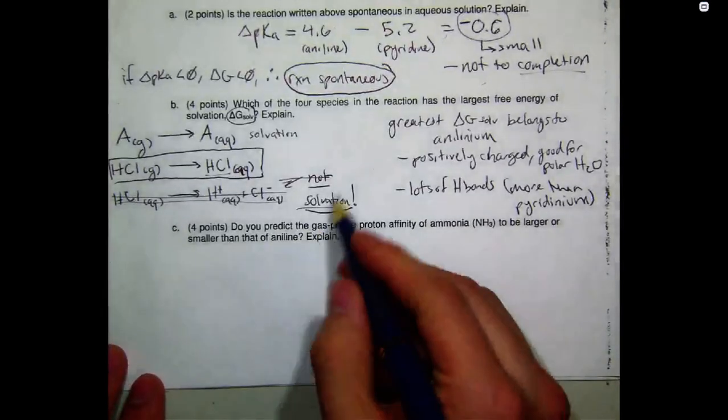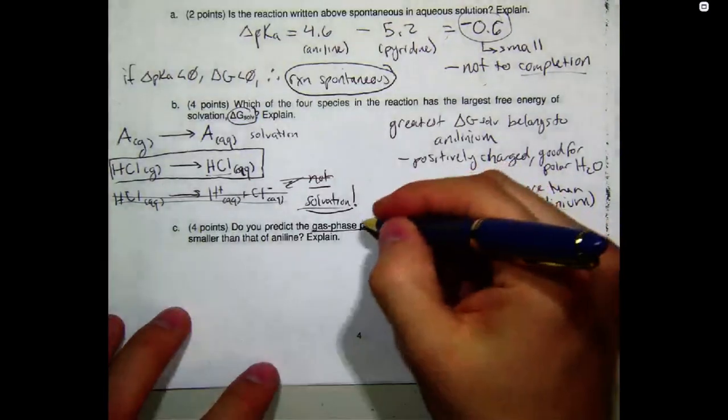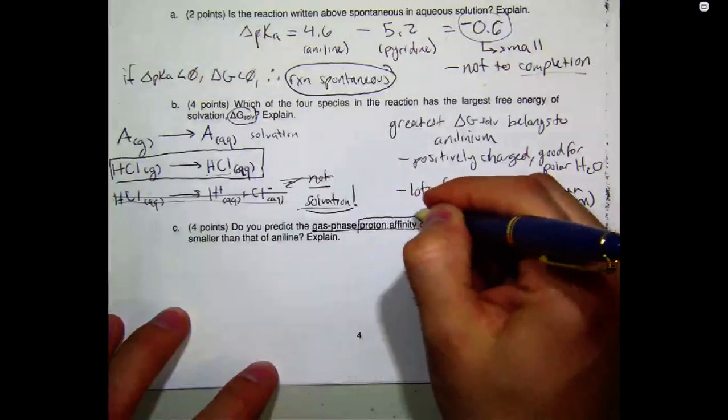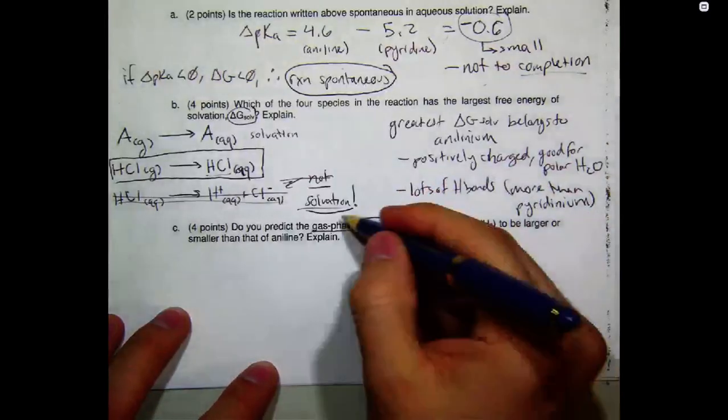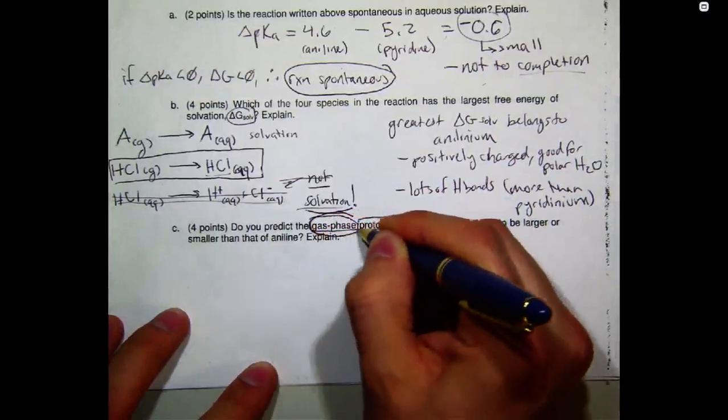Do you predict the gas phase proton affinity of ammonia to be larger or smaller than that of aniline? So again, we need to really nail down exactly what we're talking about here. Proton affinity sounds like basicity, but remember that proton affinity only exists in the gas phase. So let me circle that a couple of times here.